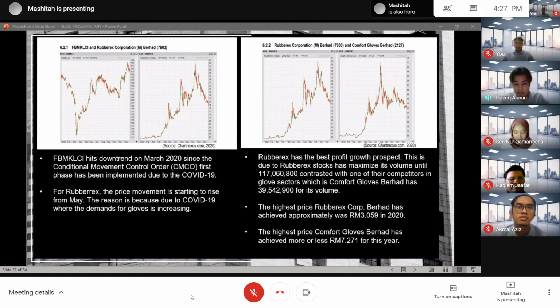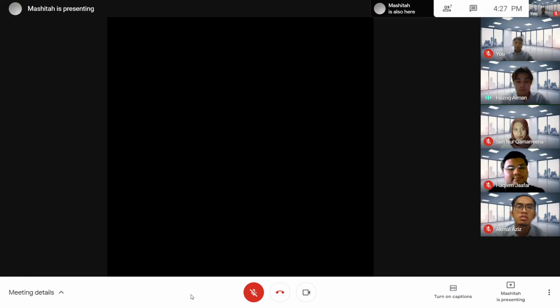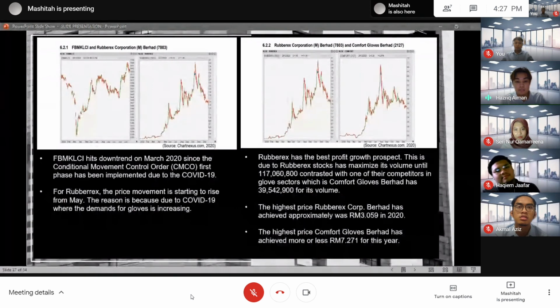Rubberex Corporation Berhad also has a net profit that jumped 860%, from 7 million to 71 million. The company revenue also increased from 168 million to 263 million. Therefore, the highest price Rubberex Corporation Berhad has achieved in 2020 is 3 ringgit and 59 cent.